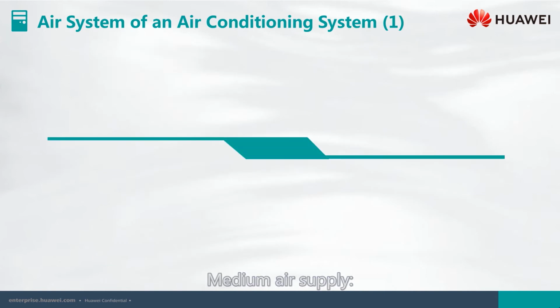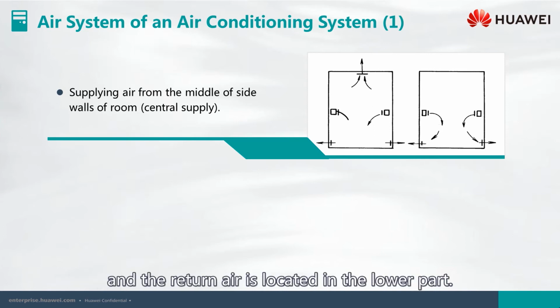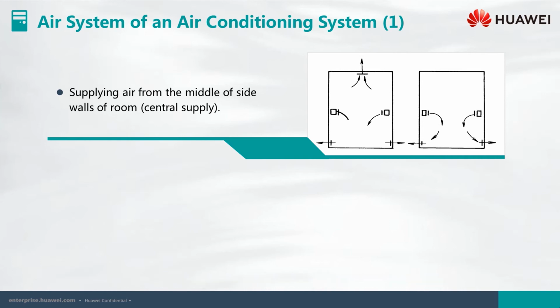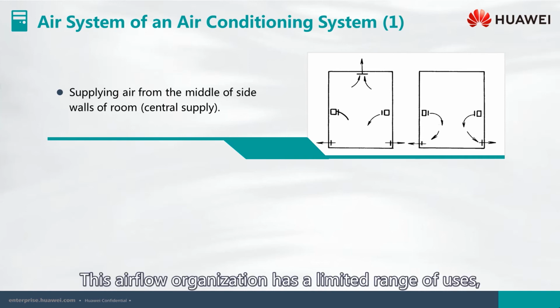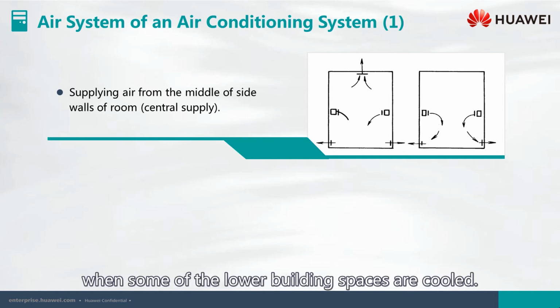Medium air supply. The air supply is located in the middle of the air-conditioned room, and the return air is located in the lower part. This airflow organization has a limited range of uses, and is only possible when some of the lower building spaces are cooled.